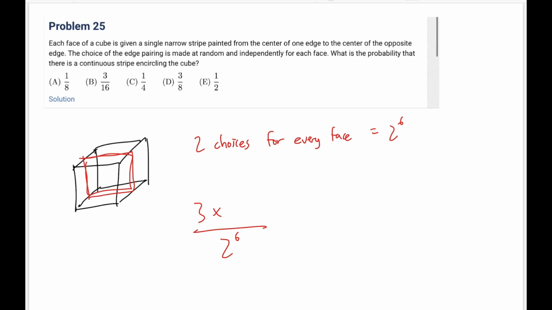So there are 3 ways to encircle, and when we are saying that it's this one, then it doesn't matter what form the stripe takes on this face and on this face, right? And so that will leave two choices. So that will leave 2 to the second power, and this would be 3 over 2 to the fourth power. This would be 3 over 16, and the answer is B. Okay, so that was problem 25 of the 2009 AMC 10B, and thank you for watching.